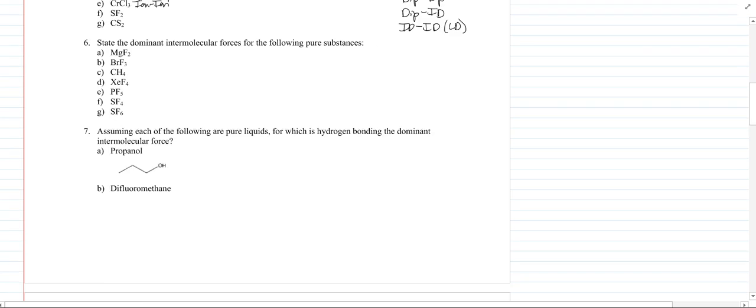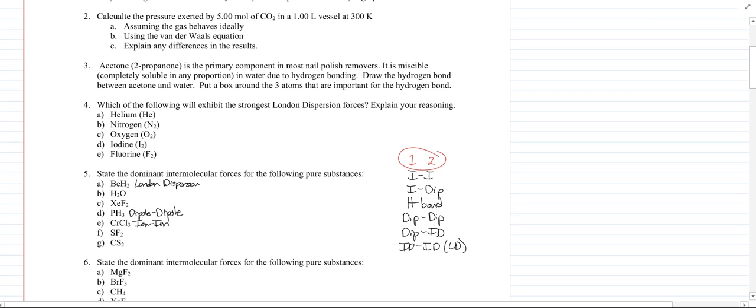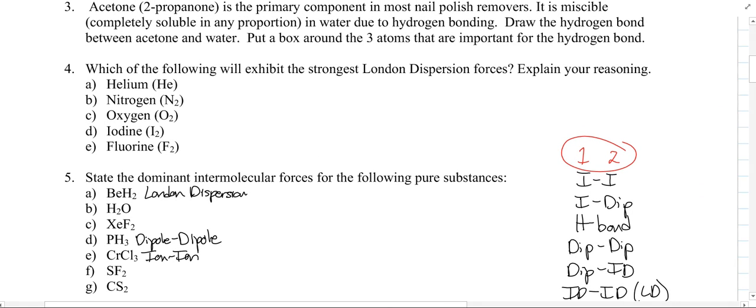Okay. The one that I want to talk about is number 4 here. Number 4 says, which of the following exhibit the strongest London dispersion forces? The implication here is that you already know that they're all London dispersion. You're trying to figure out which London dispersion is strongest. Well, we talked about in class today, London dispersion is stronger when there's more surface area to induce a dipole.